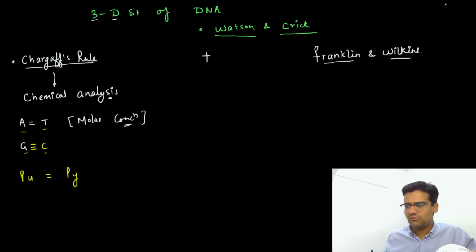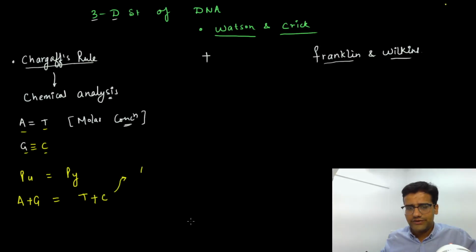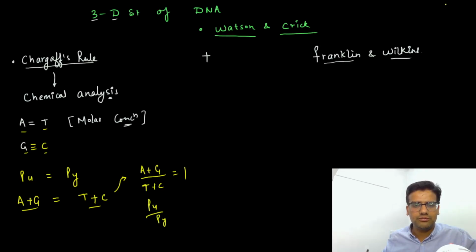In a structure, purine is equal to pyrimidine. That means the content of adenine plus guanine is equal to thymine plus cytosine. In any organism which has DNA as the genetic material, the amount is equal, so this ratio, purine upon pyrimidine, will be equal to 1.